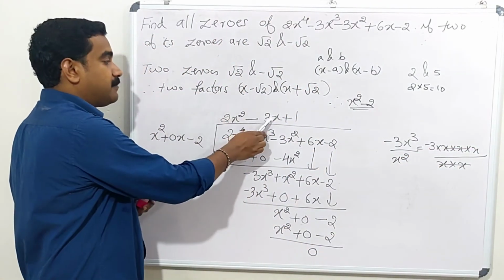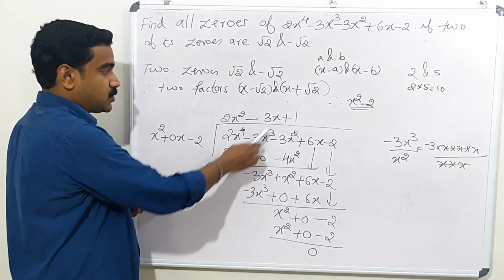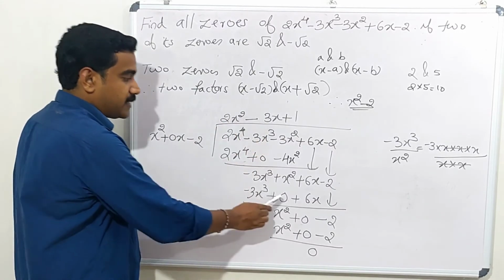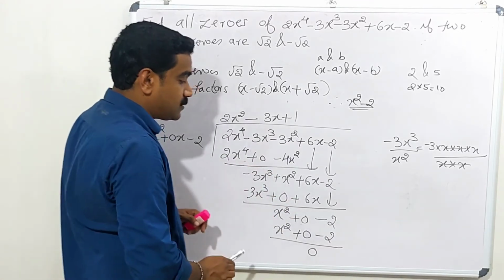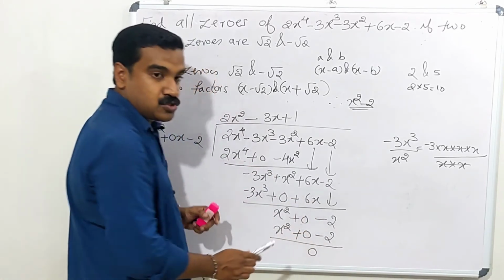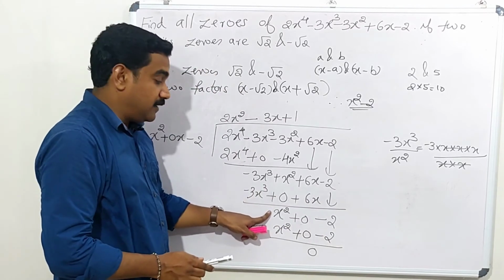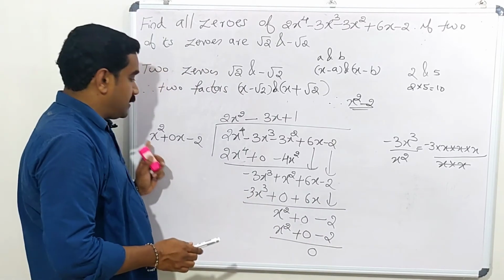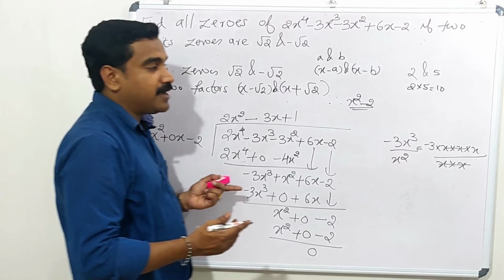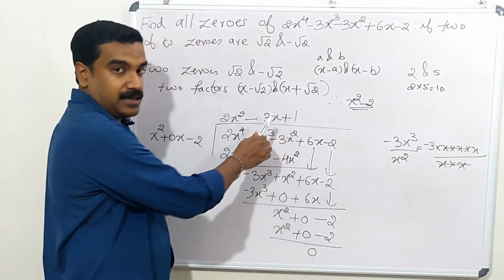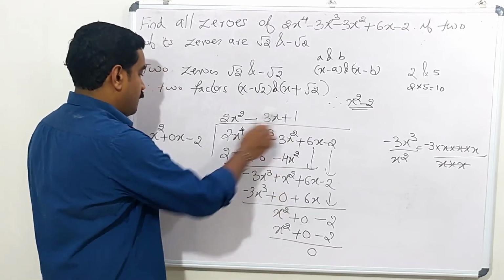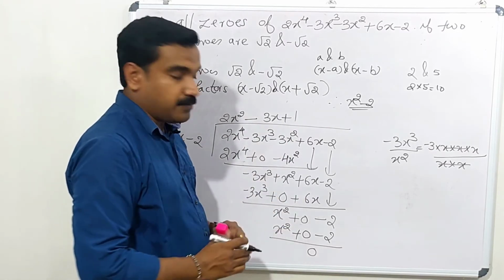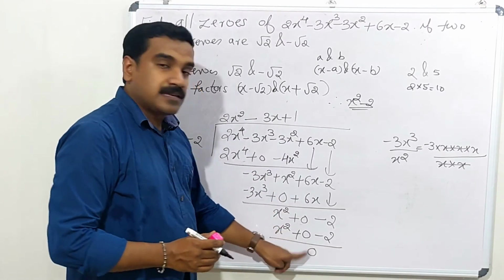Then multiply minus 3x with x square, minus 3x cube; minus 3x into 0x is 0; minus 3x into minus 2 is plus 6x. Then subtract, you will get x square plus 0 minus 2. Then this is the new dividend. Divide x square with x square. What you will get? 1. Write that 1 here. So 1 into x square, 1 into 0x, 1 into minus 2, and the remainder is 0.